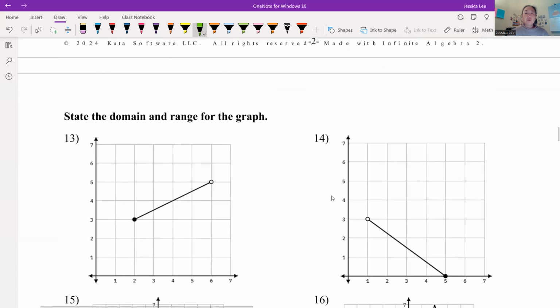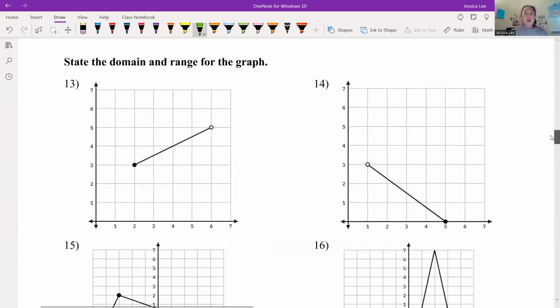All right, moving on. We got domain and range. So start with the first one.